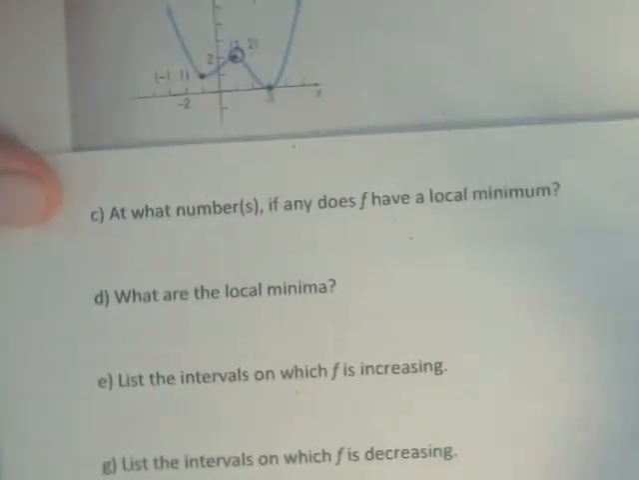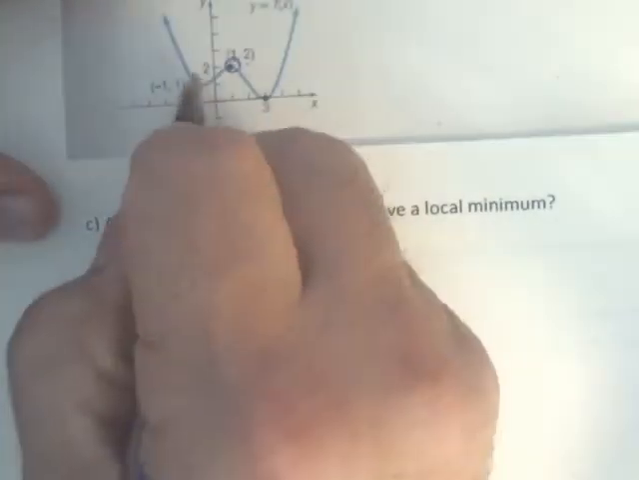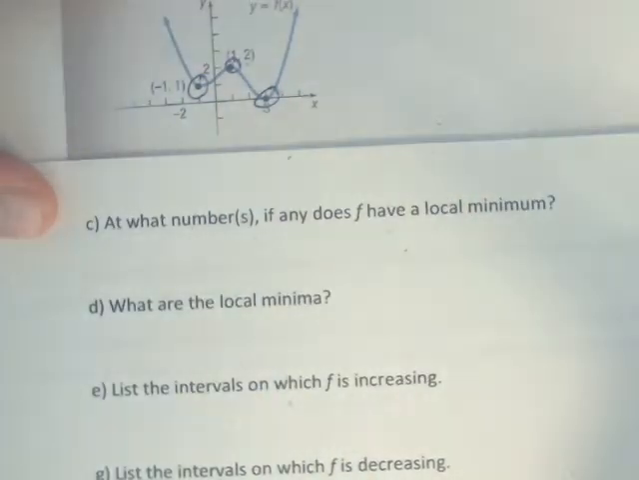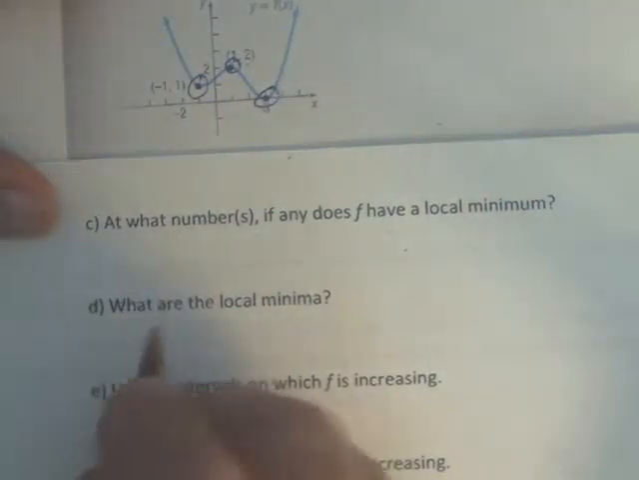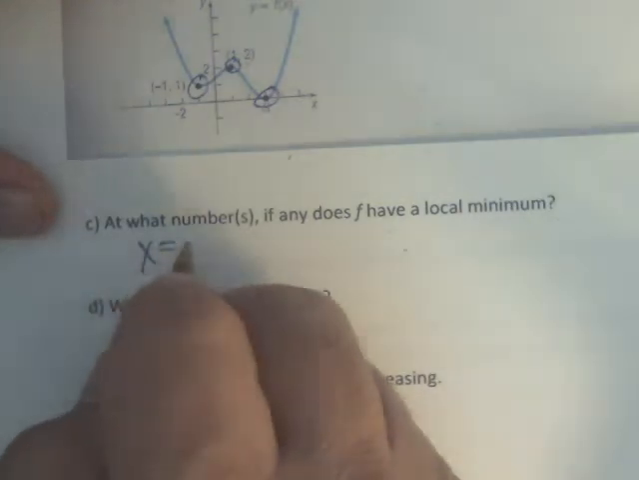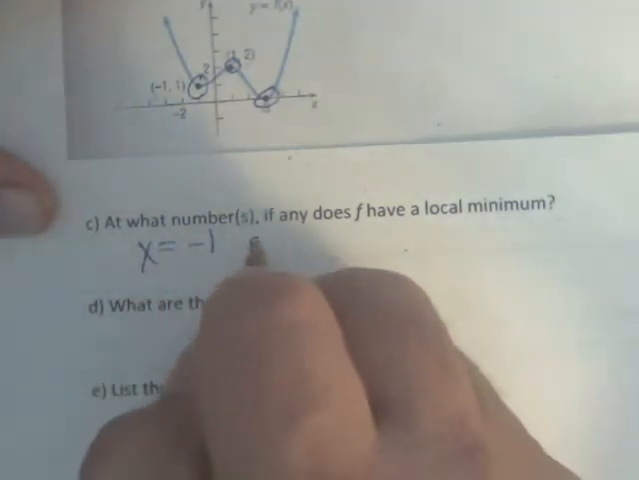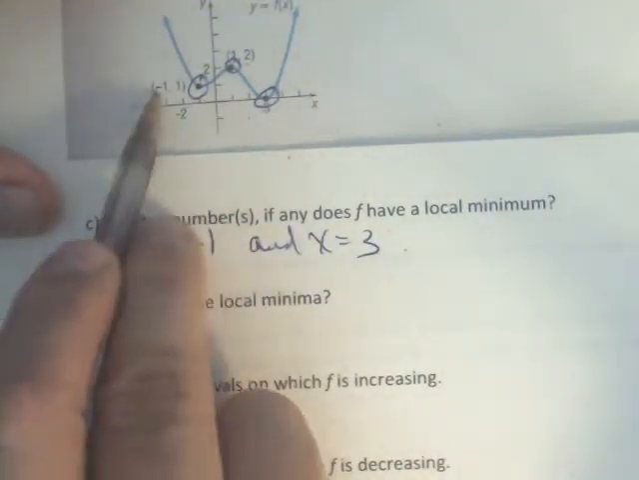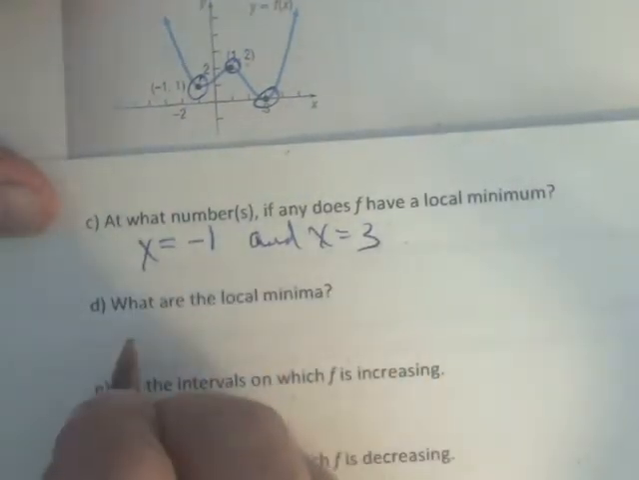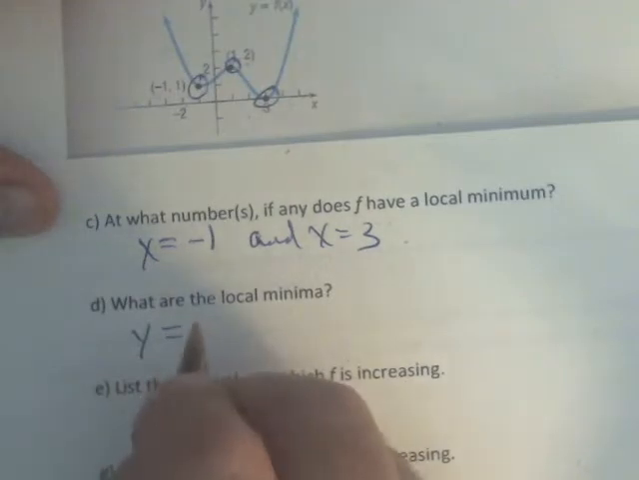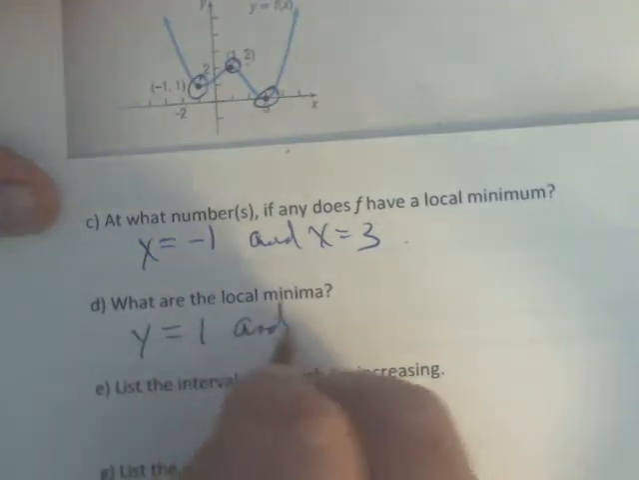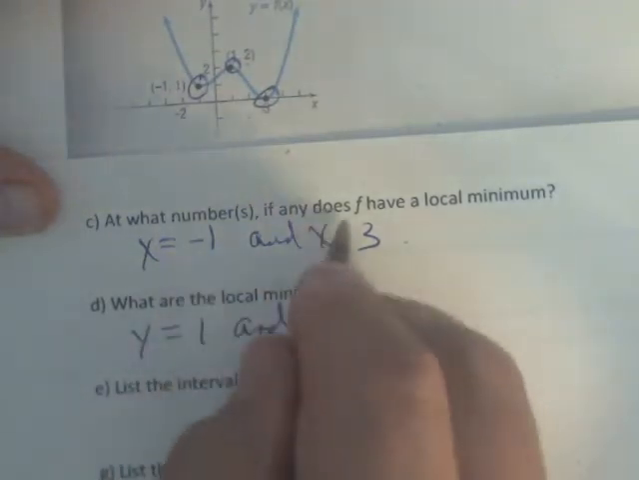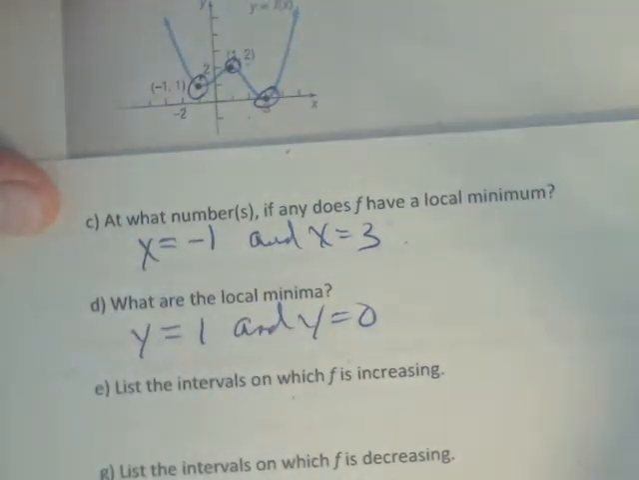Then we want to know about the local minimum. Okay, what numbers does the function have local minimum? So right here, and that is x is -1 and x is 3, because there are two locals. And what are the local minima? Well, y is 1 and y is 0. So these points go together.